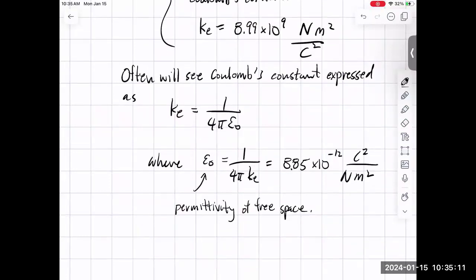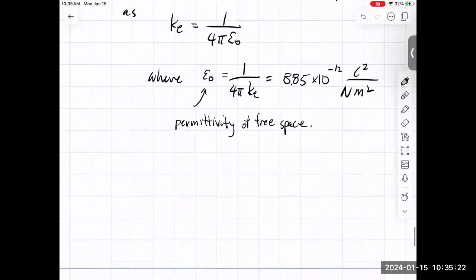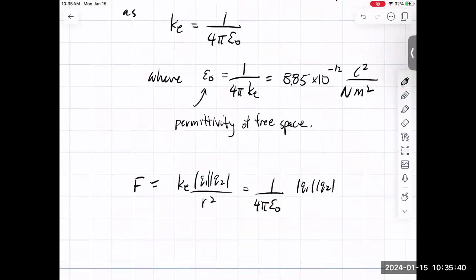Okay, so we'll see Coulomb's law expressed in both of these ways, and which one we use might depend on the scenario, like what's more convenient. So we have Coulomb's law is either Coulomb's constant KE times Q1 Q2 divided by r squared, or it's 1 over 4 pi epsilon naught Q1 Q2 divided by r squared.